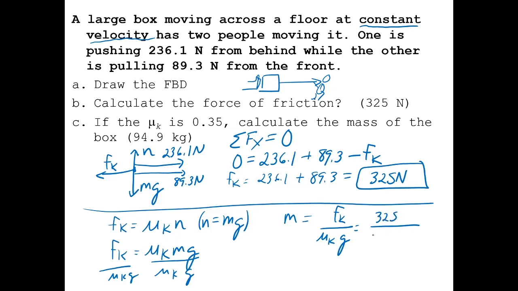325. Now let's see what mu k is, 0.35, so it's a pretty rough floor. And 9.8. Now 0.35 is really close to a third. And 9.8 is really close to 10. So it would be like we're taking 325 divided by 10, which is somewhere in the ballpark of 100. And I get a mass of 94.9 kilograms, which is pretty close to 100, so I believe that number.